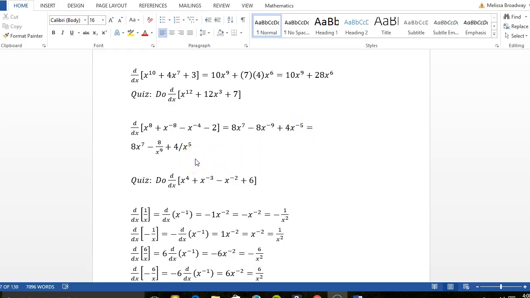And then, by the way, I do one more step. If you want to write it in, notice that, well, there's one thing I forgot. Let me do that. Notice that you can write this as 8x to the 7, which we don't mess with, then minus 8 over x to the 9, plus 4 over x to the 5th, if you want to write it in positive exponent form from algebra. Sometimes your professor will let you stop here, other times he or she will not do that. So, and for the quiz, do this one. And again, now that constant vanishes. Negative 2 just gets killed, right? So, in the derivative.